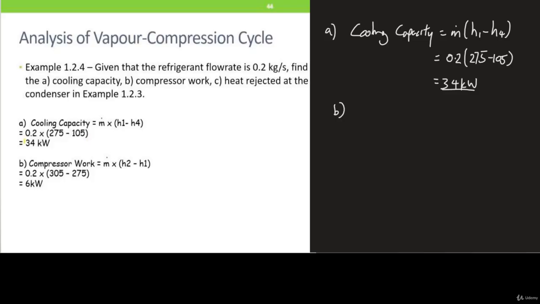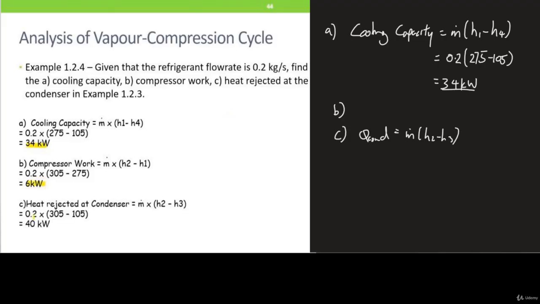So how about the last part? Part C, they are asking for Q condenser. The most straightforward way, of course, is to just follow the formula again: m dot H2 minus H3. You can sub in the values and get the answer.